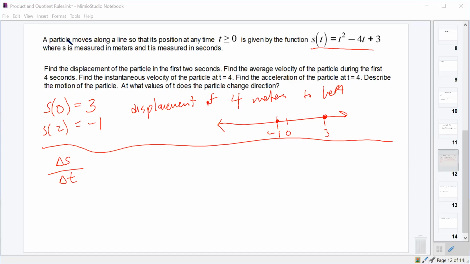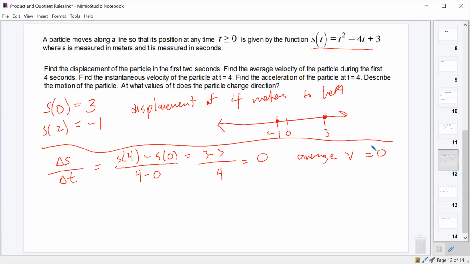So our change in distance was what? It was s of 4 minus s of 0. Which is what? 3 minus 3 over our 4 minus 0. Oops, that's 0 over 4, which gives us 0. So our average velocity was equal to 0 in the first 4 seconds because we started and we ended at the exact same place.